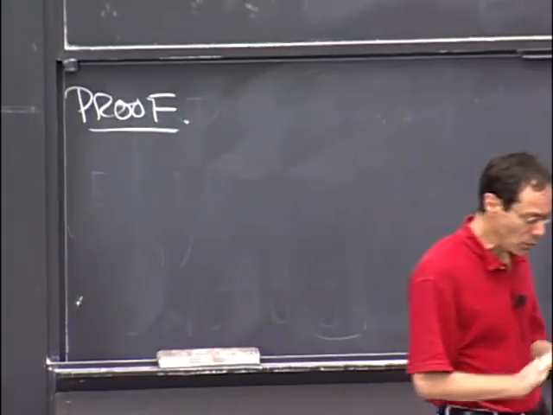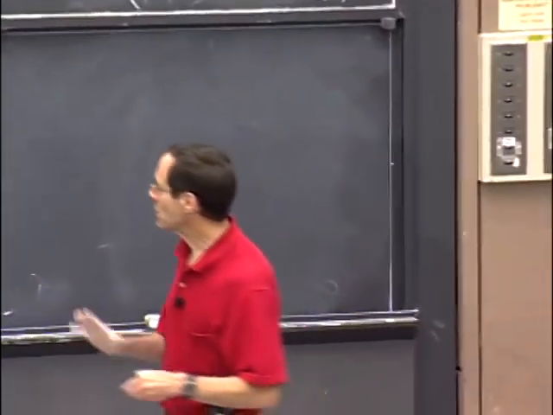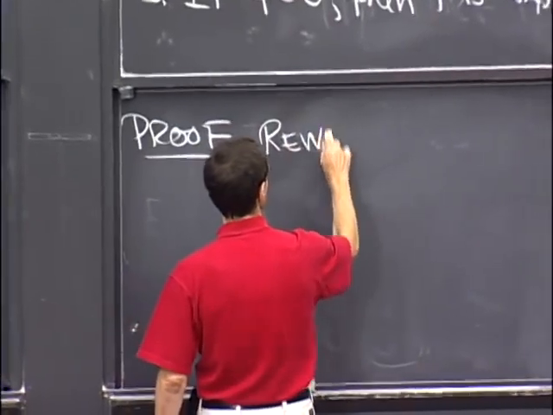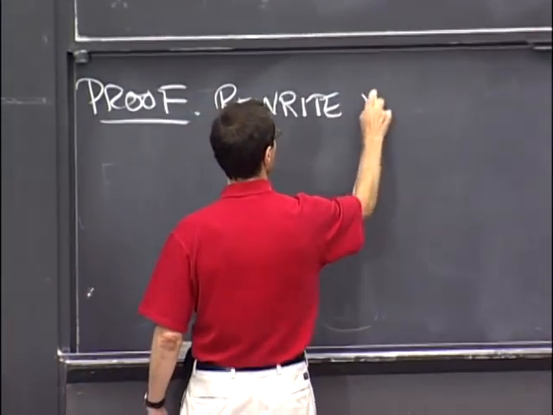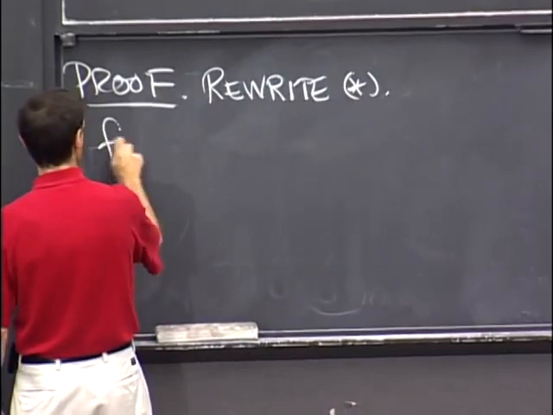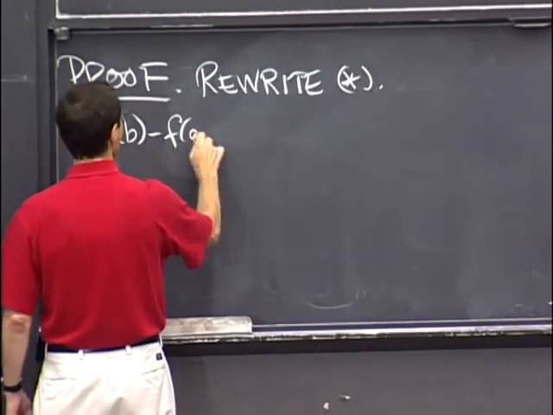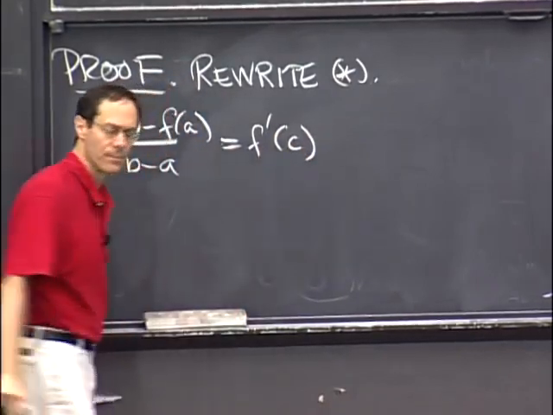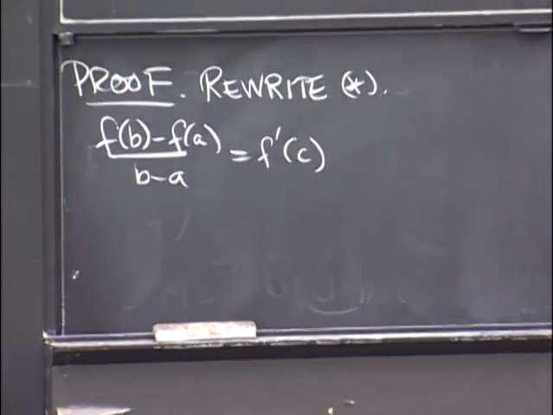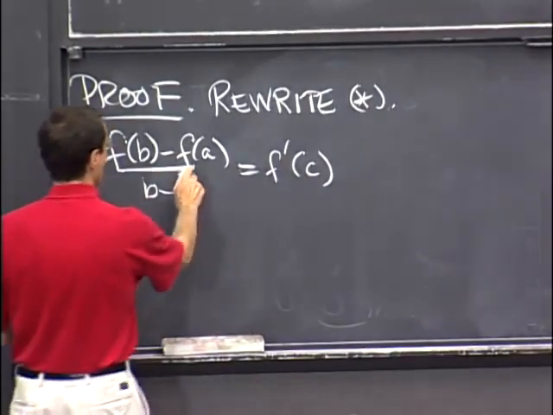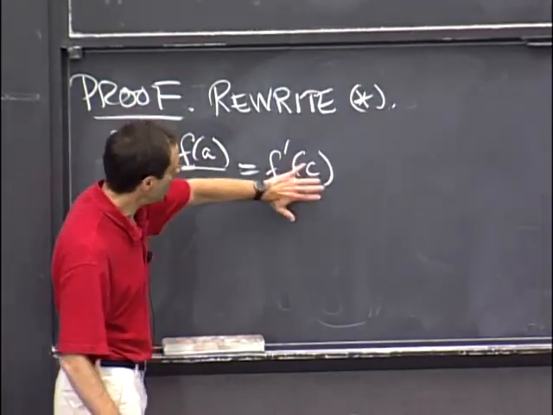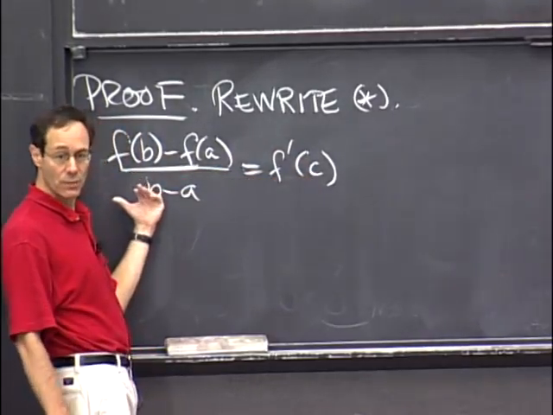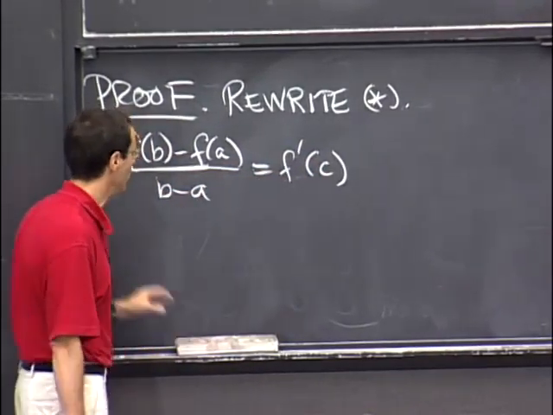Now, the way that the proof goes is simply to rewrite our formula, which says that f of b minus f of a over b minus a is equal to f prime of c. And you see, I've written it from left to right here to say that the right-hand side, information about the derivative, is going to be giving me information about the function. That's the way I'm going to read it.